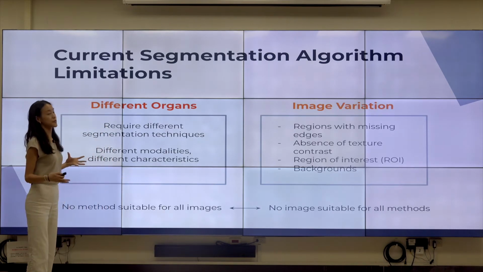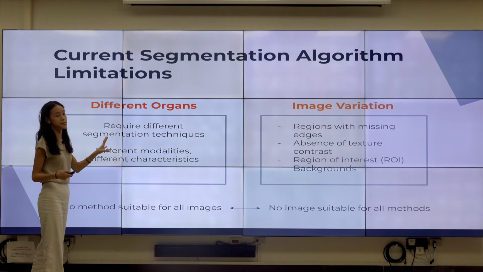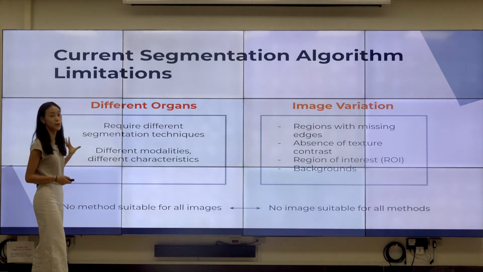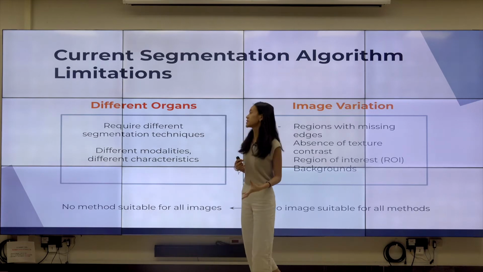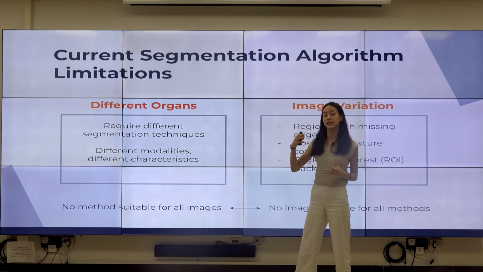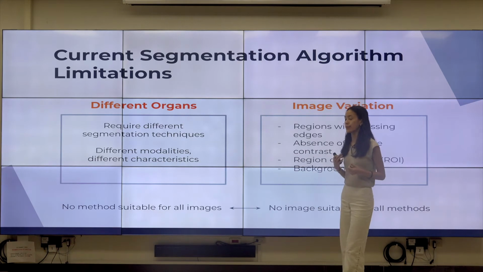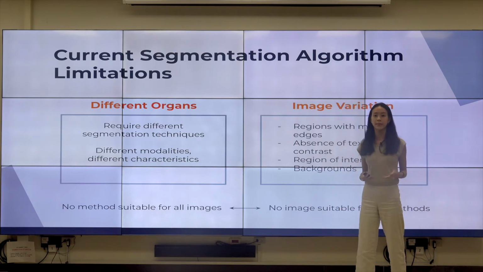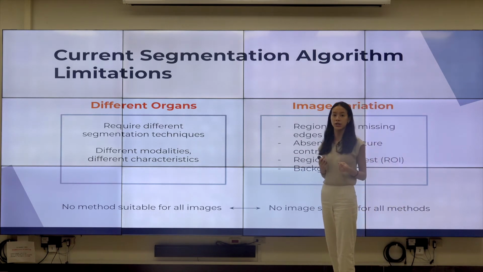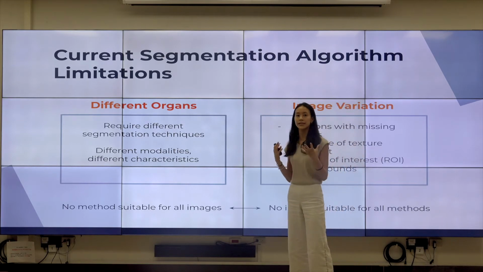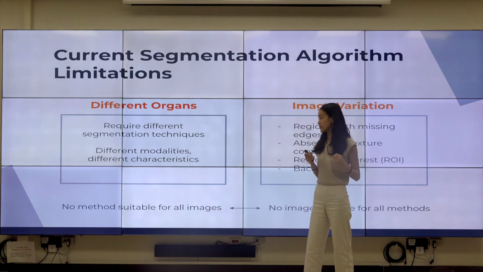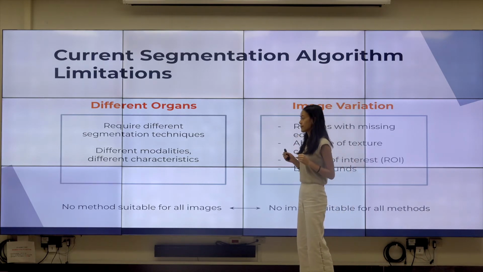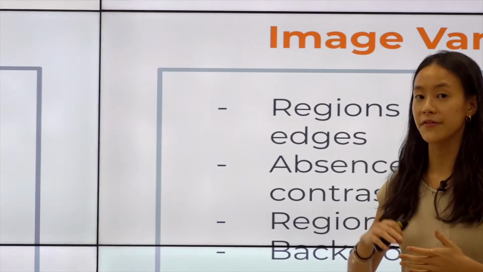So current segmentation algorithm limitations include two different parts. The very first part is the different organs. A lot of the time we require different segmentation techniques for different kinds of organs. For example, the brain may be different from the thorax, because the thorax is more sensitive to motion artifacts, whereas the brain may be sensitive in terms of the motion sensors.